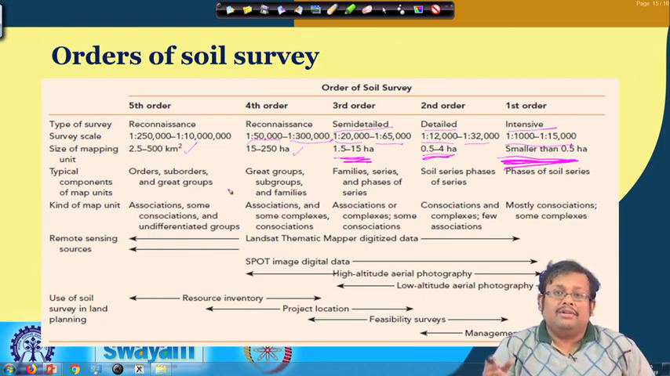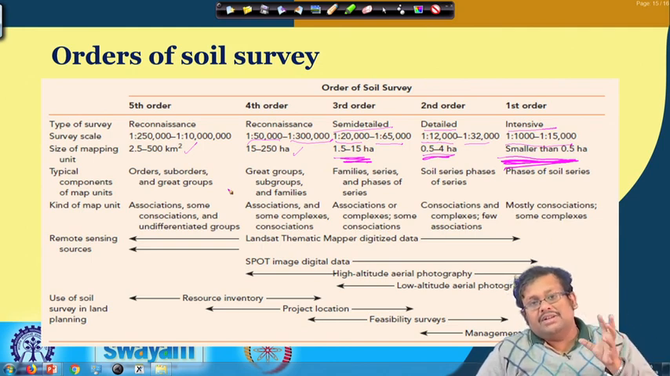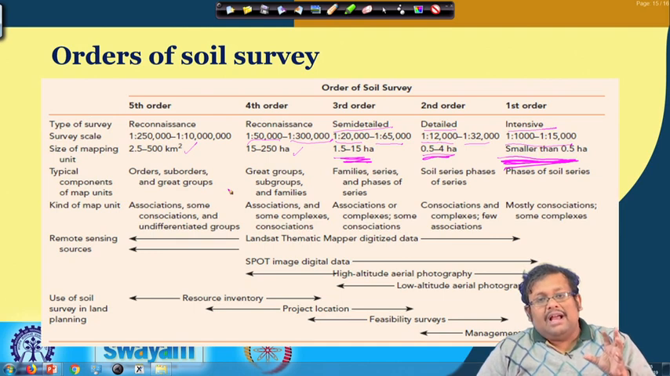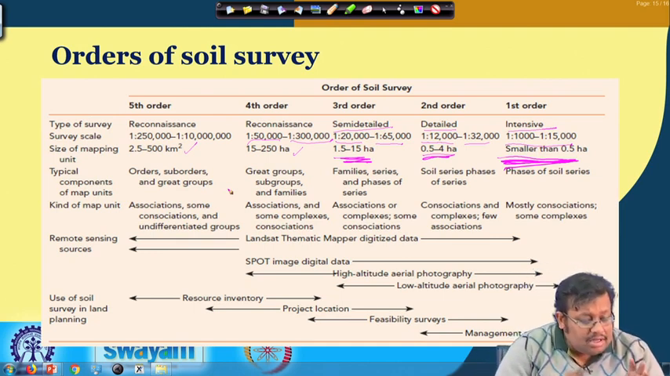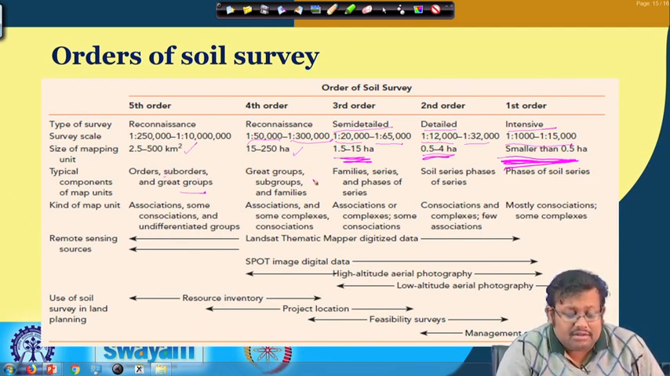Typically, components of map units are in individual map units. We will be talking about the map units. Map units are the individual polygons present in the soil map, and these polygons or map units are basically composed of orders, suborders and great groups in the case of fifth order. In the case of fourth order, they mainly consist of great groups, subgroups and families.